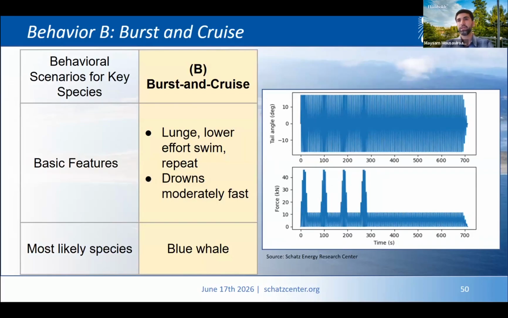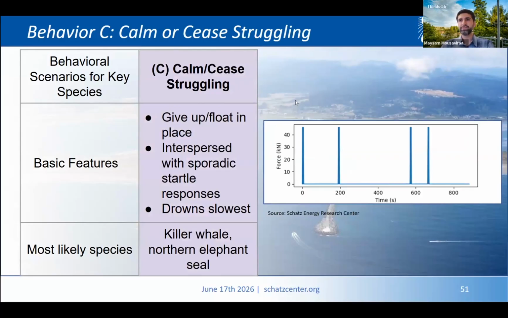The second one is the burst and cruise behavior. Here the animal produces a burst of high force and then reduces effort and continues swimming at a lower level before bursting again. It produces a time-varying signal that is different from a continuous struggle, and that distinction matters because the detection algorithm may respond not only to force magnitude, but also to the pattern and frequency content of the motion. And the third behavior, C, is calm or ceased struggling. This behavior is when the animal may remain mostly still or drift with occasional startle responses. This produces a less continuous signal, which is distinct from the other two behaviors, and it is important to model. Some species, such as killer whales and northern elephant seals, may be more likely to exhibit this type of response.